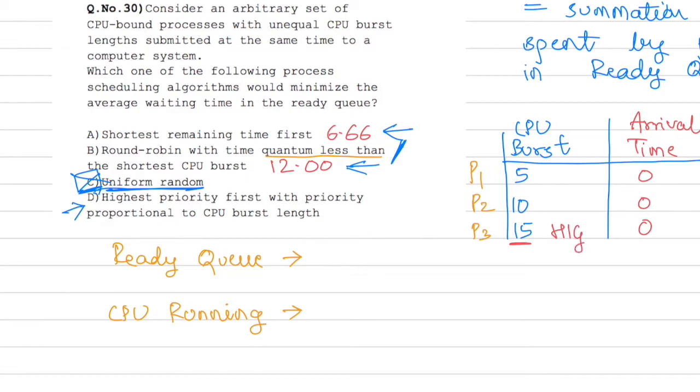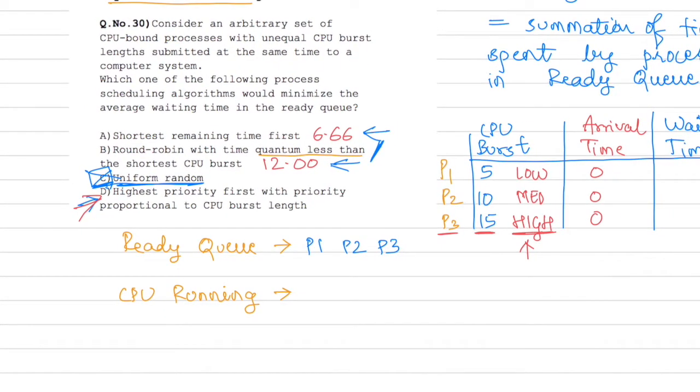So this is going to be high because it's proportional to CPU burst length, and this is going to be low, and this is going to be, let me write as medium. Okay, so this is the priority of these three processes: low, medium and high. So when we are running option D, we are basically going to do a priority based scheduling. In priority based scheduling, we're going to start with the high priority process, which is P3. As usual, all three processes come in the ready queue, because they have an arrival time of same 0, 0, 0. However, the first process that will be picked up is the one with the highest priority.